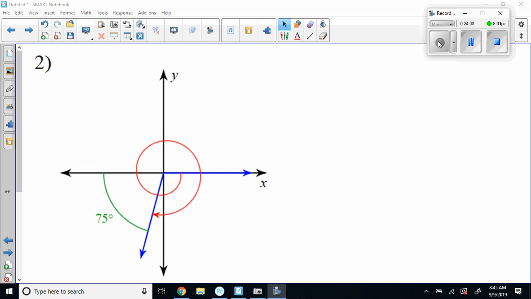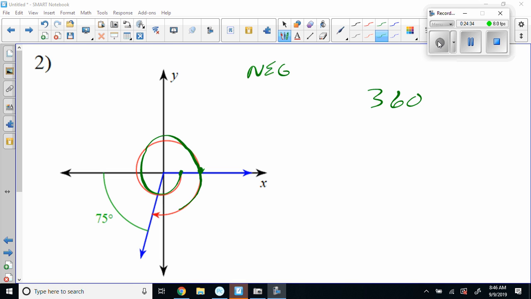All right, here we go. That much is how much? 306. Now, which way am I going? Positive or negative? Negative, because I'm going clockwise, right? So that's 360. How much is this bunch? That's 90. And then how much is this right here? 15. How'd you get 15? 90 minus 75 is what? 15 degrees right there, right?